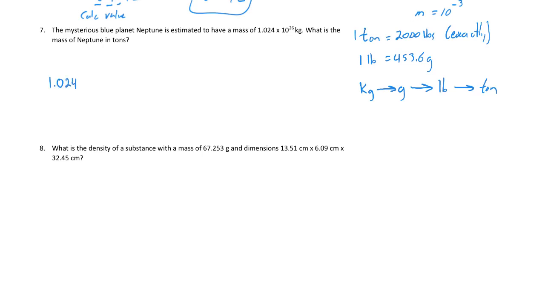1.024 times 10 to the 26 kilograms. Now the first step, we're converting into grams from kilograms. And then we go from grams, we're turning into pounds. So that one's next from grams. And then we're turning pounds into tons from pounds. Okay, so that's our unit analysis.